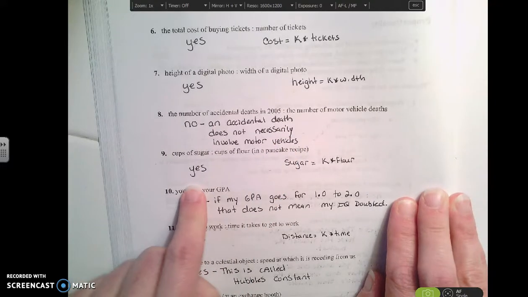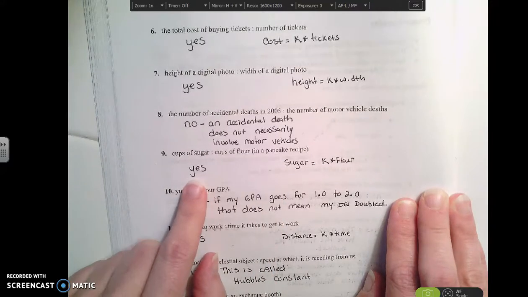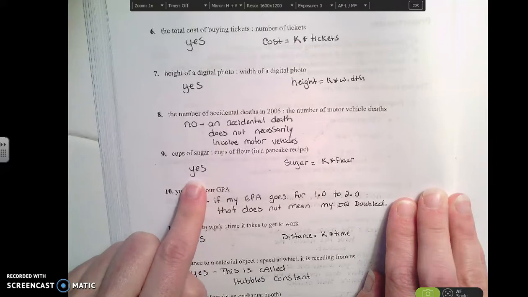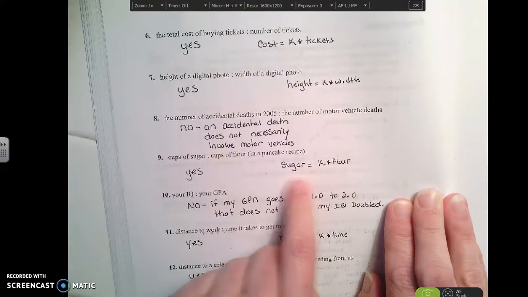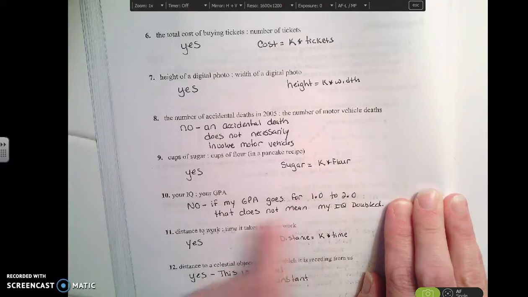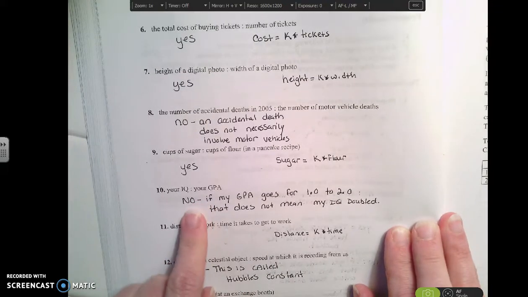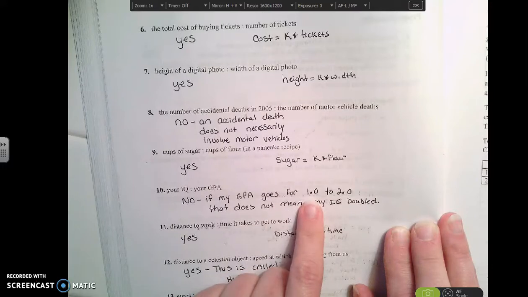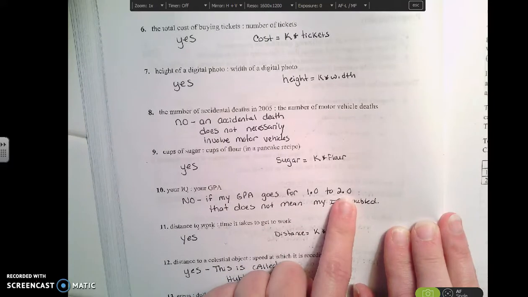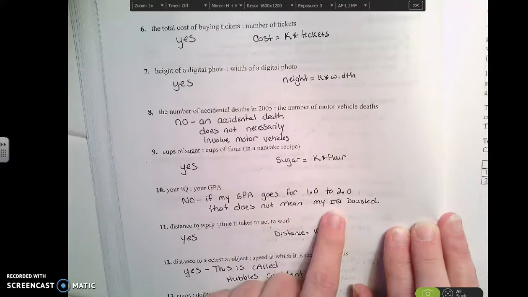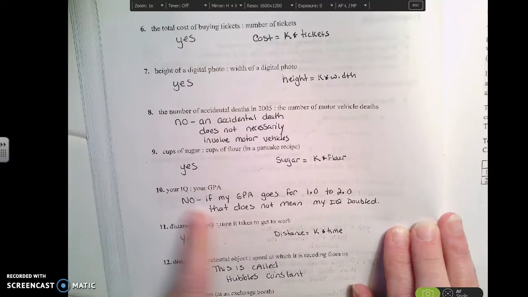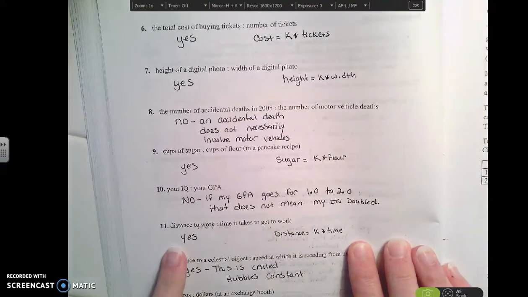The cups of sugar and the cups of flour in a pancake recipe. If you want the pancakes to taste the same all the time, then yes, they should be proportional. So it would be something like sugar equals flour times the constant. Your IQ versus your GPA. So no. Let's say that my GPA goes up from 1.0 to 2.0 because I decided to do extra work or I got extra tutoring or something else. That doesn't mean my IQ has now doubled. So they're not proportional.